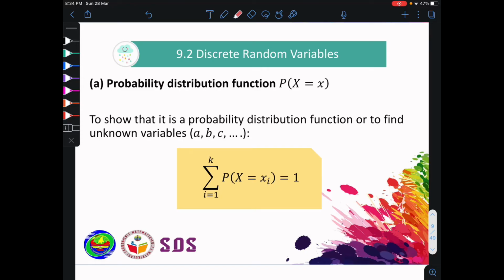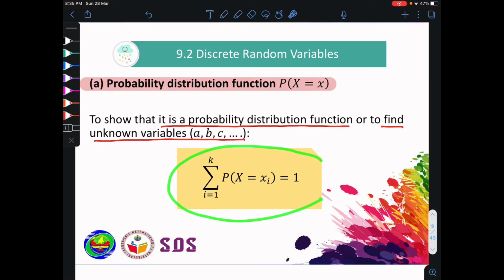Let's start with 9.2a, probability distribution function, or P(X = x). In order to show that it is a probability distribution function, or whenever you need to find unknown variables such as a, b, or c, this is the formula that you can use, which is the summation of P(X = xi) from i equal to 1 until k is always equal to 1.